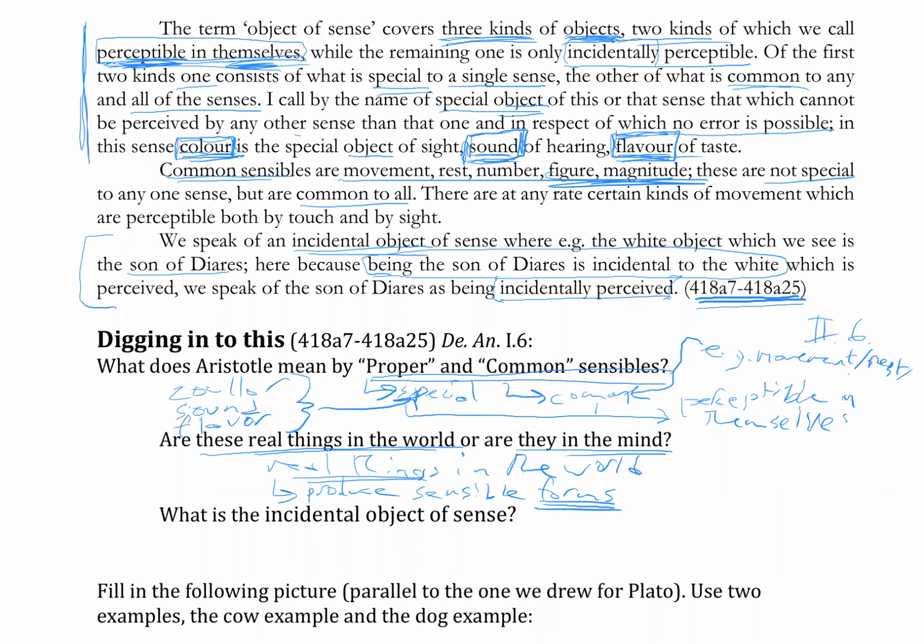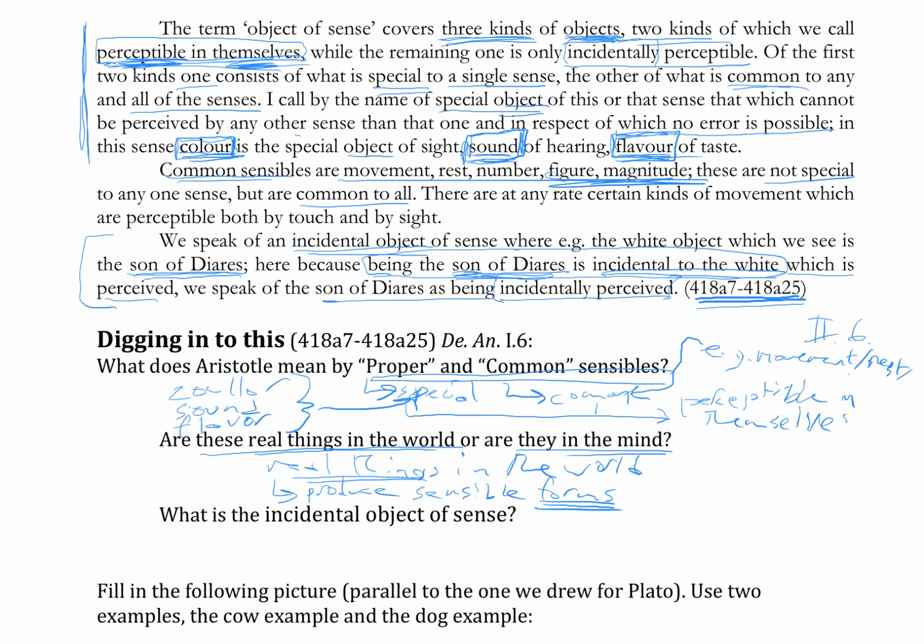Well, he says, we speak of an incidental object of sense where the white object which we see is the son of Dares. Here, because being the son of Dares is incidental to the white, which is perceived, we speak of the son of Dares as being incidentally perceived. Well, who's the son of Dares? It's some guy, right? It's whoever the son of Dares is.